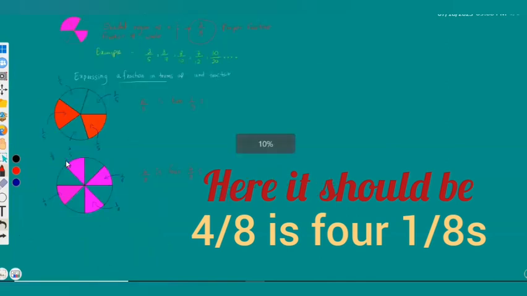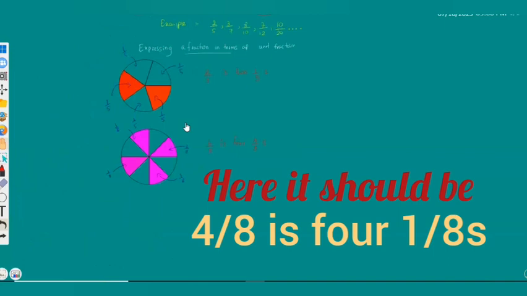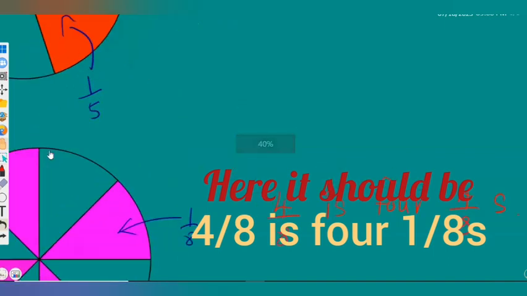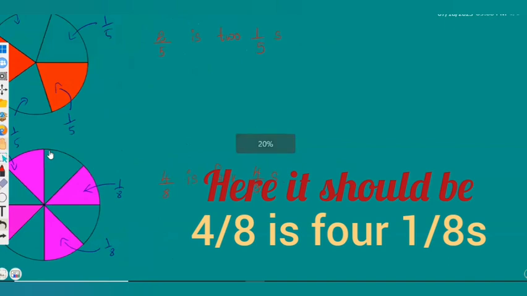Yes, teacher. That means this is called expressing a fraction in terms of unit fraction. Why do we call it like that? Because by using a unit fraction, we express the given fraction. Okay.